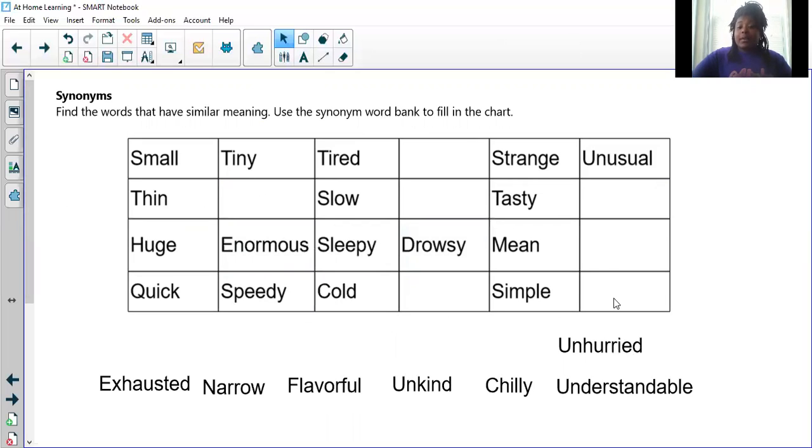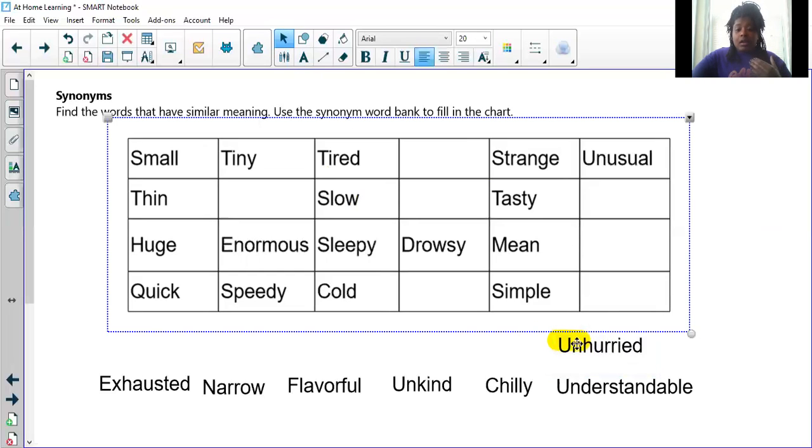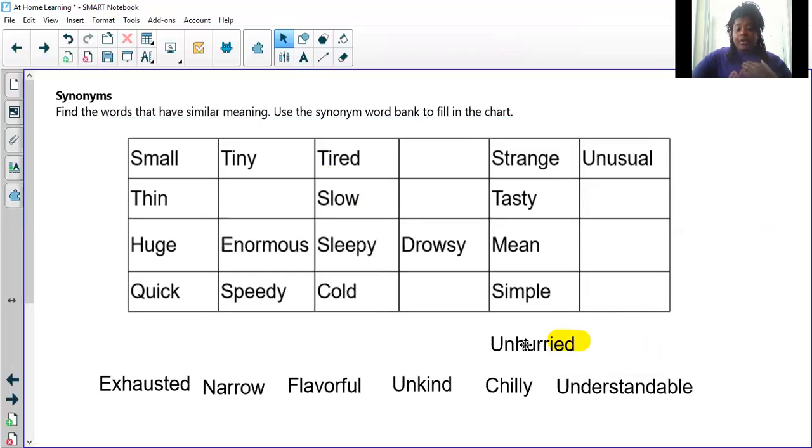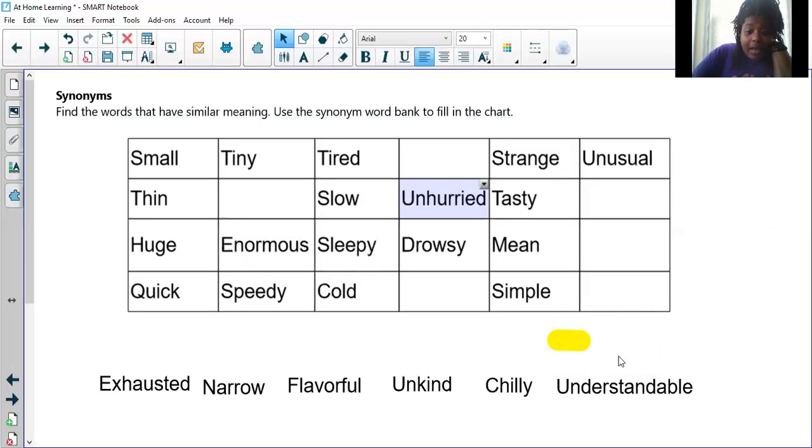Unhurried. The next word is unhurried. Now we have to pay attention to the word unhurried. Hurried by itself means to be quick or fast, but unhurried means to be what? Un means not, and that means not hurried. So we have to find a word that means that it's not hurried. I'm gonna pull unhurried up. We go thin, no, tired, slow would be unhurried.